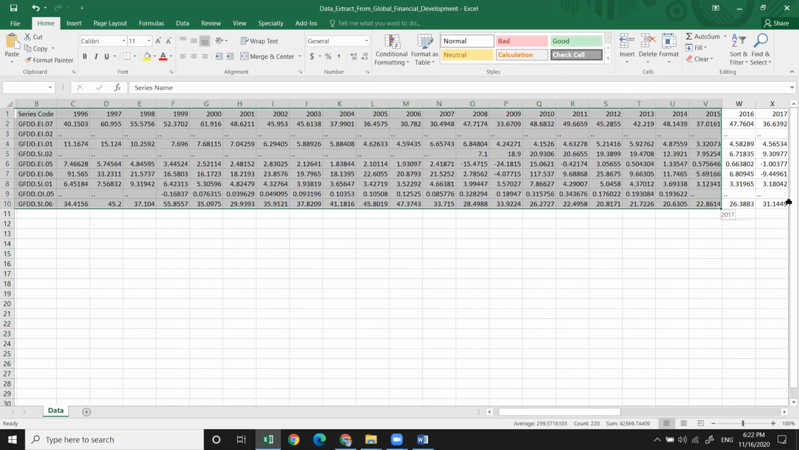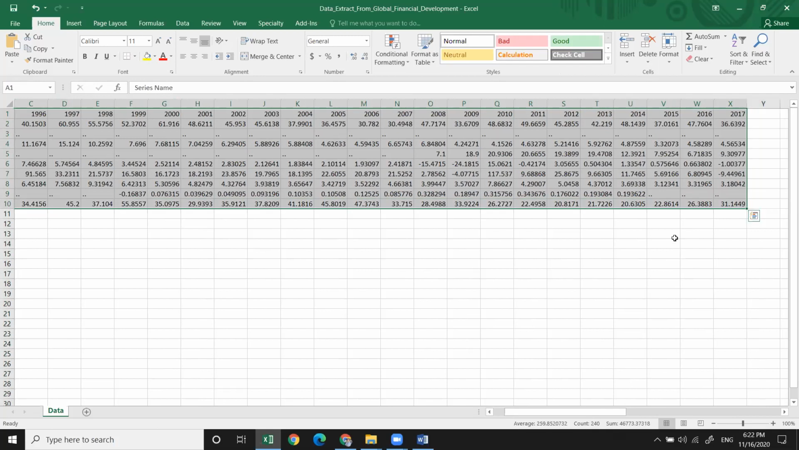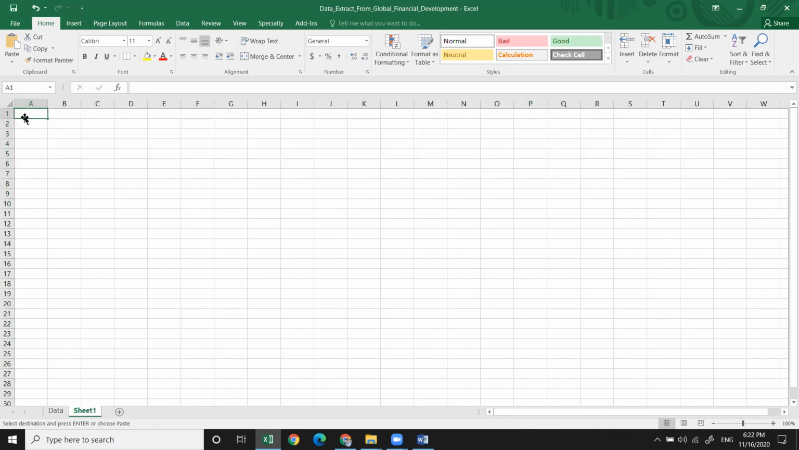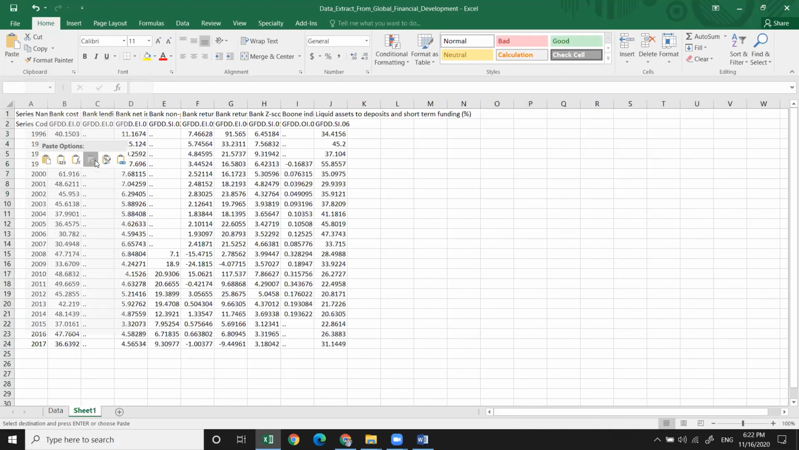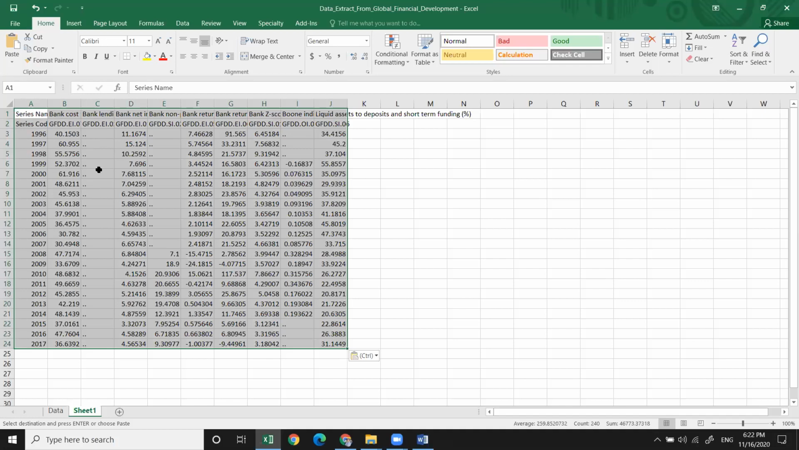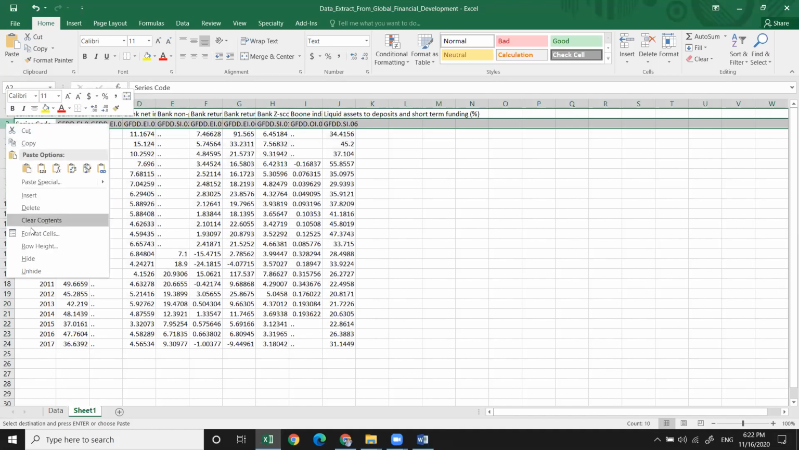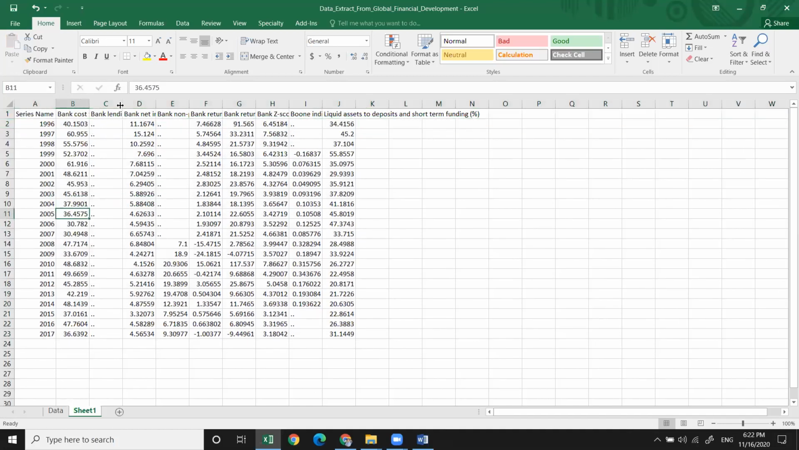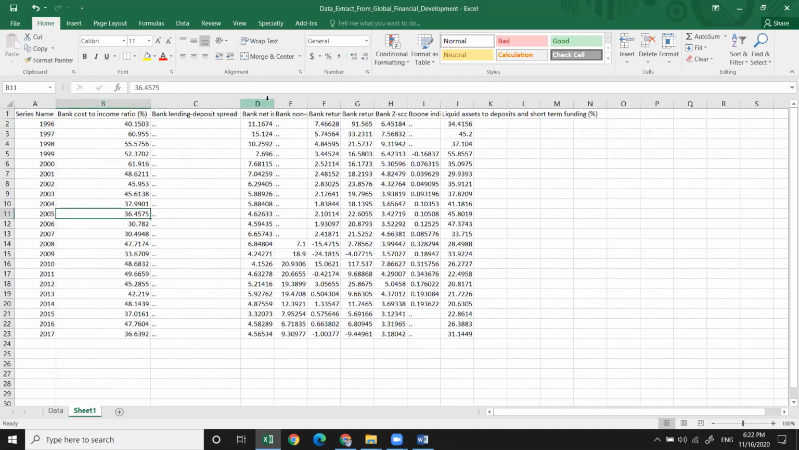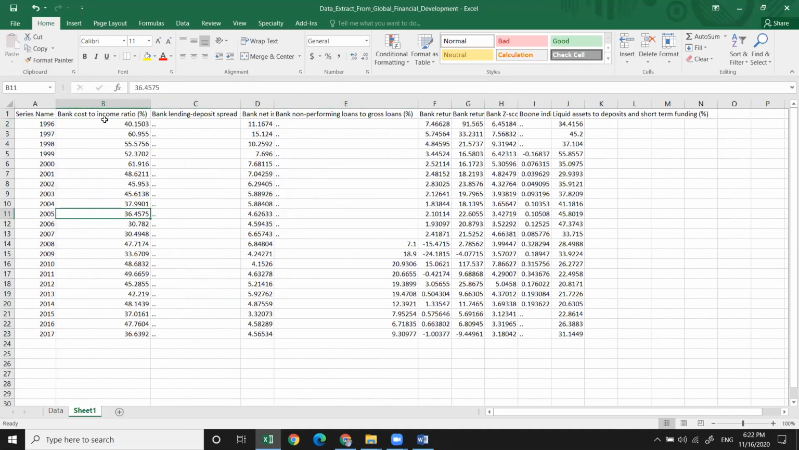So I just get this data, but I need to put it in a way that my software will read it. My software will be able to read only in this way. Okay, so this is Kazakhstan. I can call this one cost to income. I can call this spread only. This NIM, net interest margin. This NPL, non-performing loans.